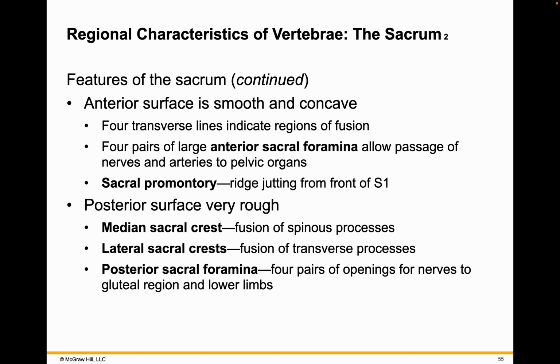The anterior surface is smooth and concave. It has 4 transverse lines that indicate the regions of fusion. There are 4 pairs of anterior sacral foramina that allow passage of nerves and arteries to the pelvic organs, and the sacral promontory is a ridge jutting from S1. The posterior surface is very rough. It has a median sacral crest, which is a fusion of spinous processes, a lateral sacral crest, which is a fusion of transverse processes, and the posterior sacral foramina, which are 4 pairs of openings for nerves to the gluteal region and the lower limbs.